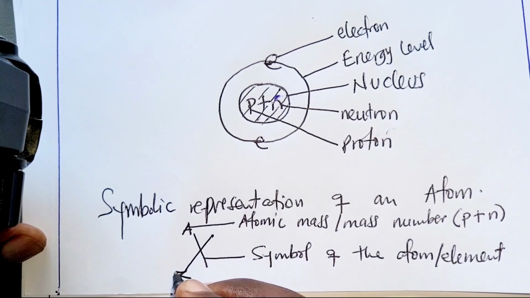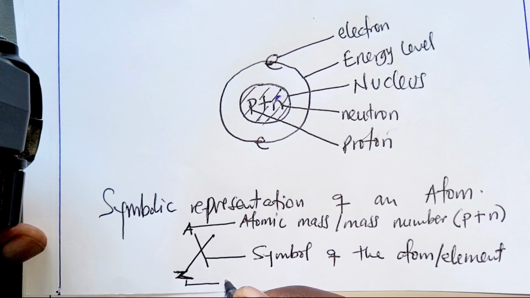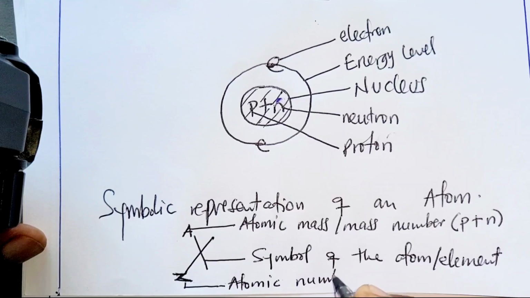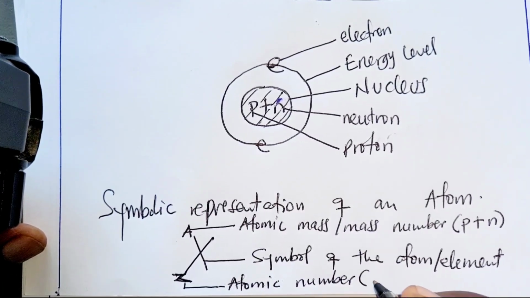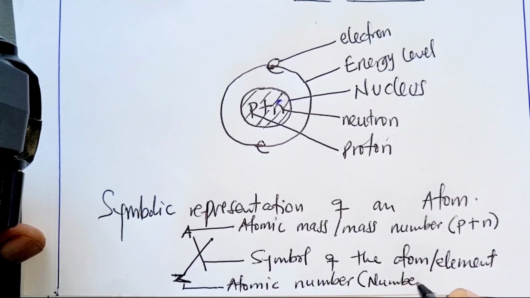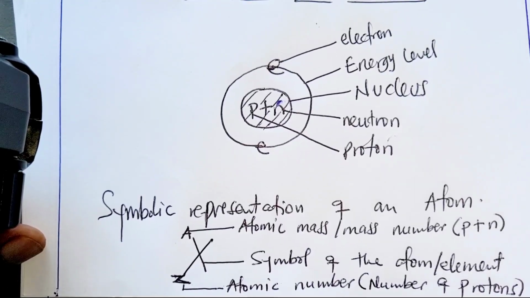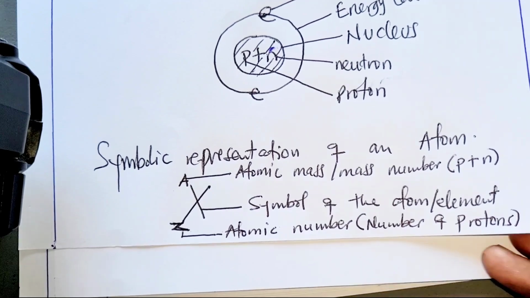Then we have a number that I've written here, that is Z. This Z represents atomic number. And of course, this is the number of protons. Atomic number simply means the number of protons. So for now, we are going to end on giving an example of what I'm trying to talk about on symbolic representation of an atom.